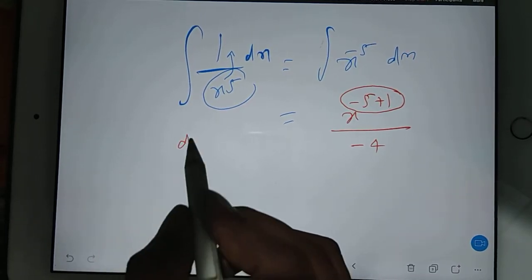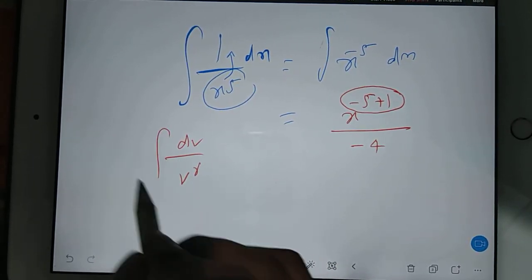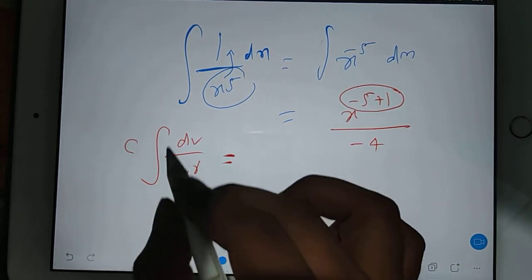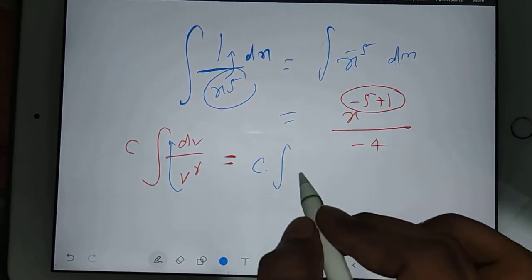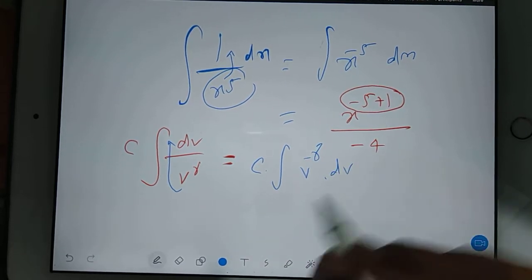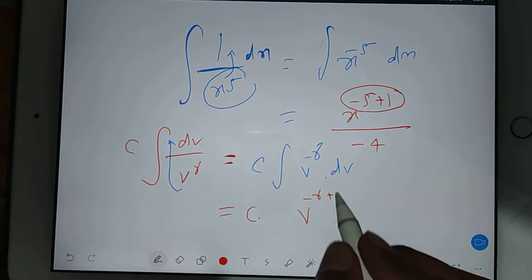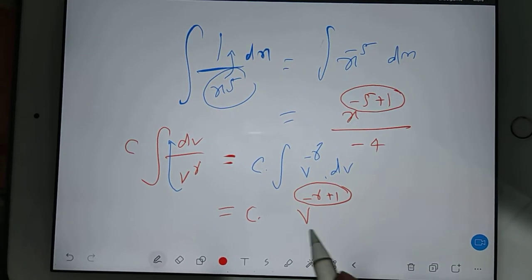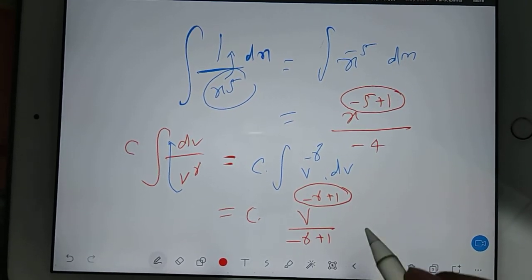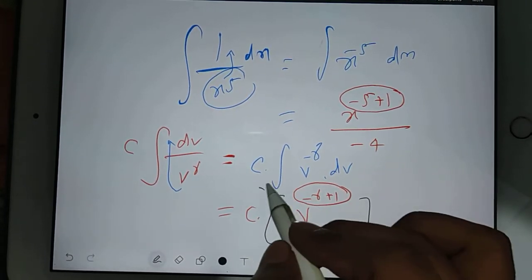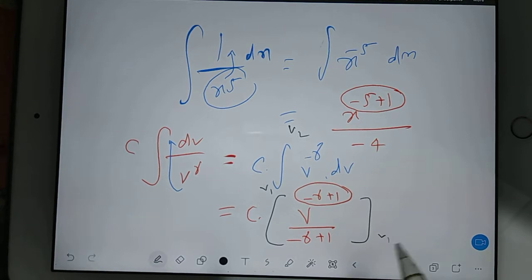So you have dv by v power gamma integration, take the constant out. So what will you do? Take this v up, it will look like constant integration v power minus gamma into dv. And then it will look like constant v power minus gamma plus 1. So you got a new power, and you divide by that power, minus gamma plus 1. Okay, and of course you should put that you are going from v1 volume to v2 volume. So put here v1 to v2.